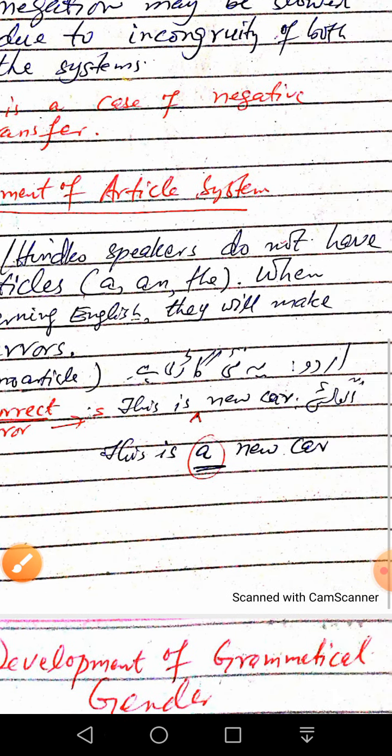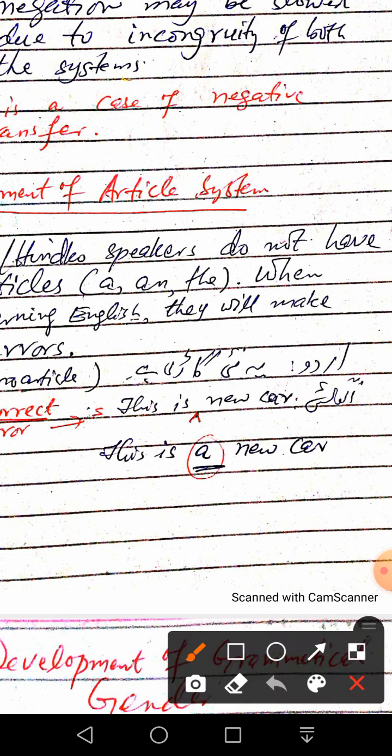But English will not have this structure, like "this is new car." This is incorrect in English. Why? Because English uses an article system, and English speakers say "this is a new car." So when an Urdu speaker or Hindko speaker utters a sentence like "this is new car," and the teacher says your sentence contains an error, the learner is troubled. He thinks, what is wrong with the sentence? Because he or she is imposing Urdu norms of speech, because in Urdu there is no article system.